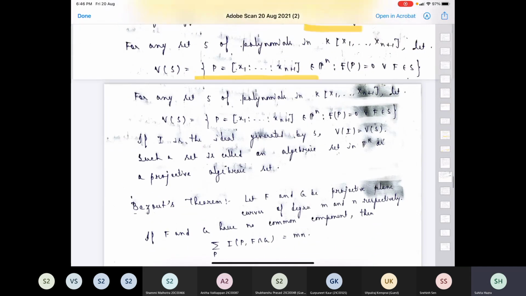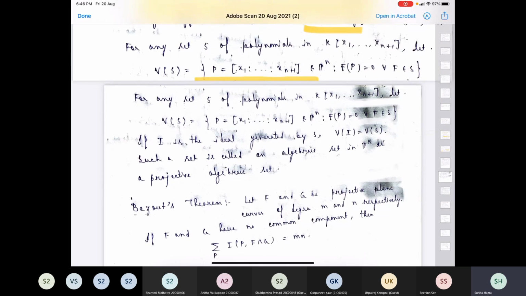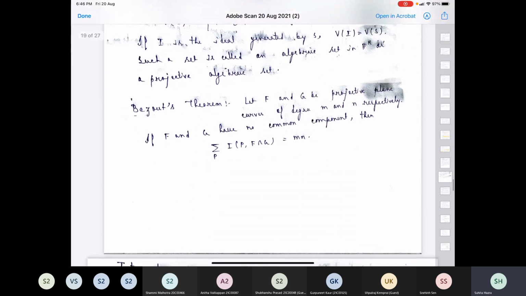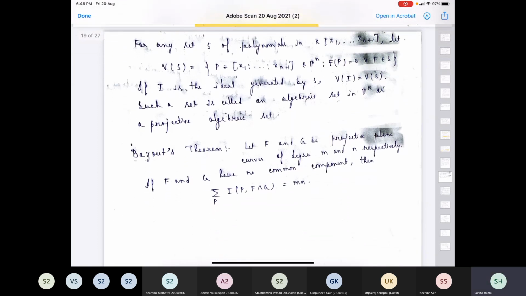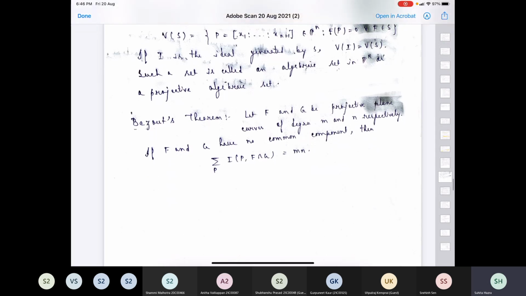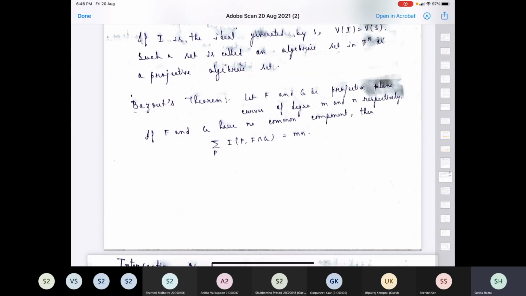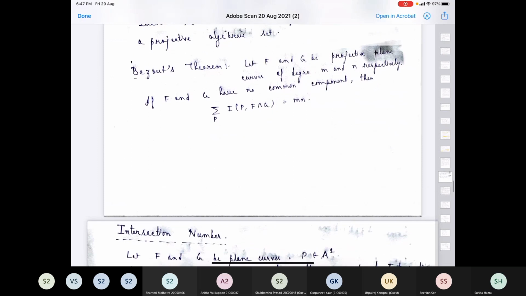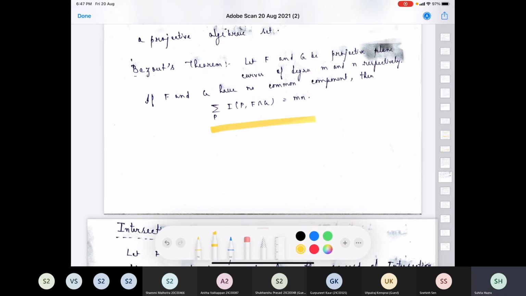We have defined V(S) as the set of points such that F(P) is 0 for all F belonging to S. Now if I is the ideal generated by S, then V(I) is V(S), the same thing as in the affine case. Such a set is called an algebraic set in P^n, or a projective algebraic set. Before, it was the affine algebraic set which we called; now we are introduced to the projective algebraic set. Otherwise, it is almost similar. We have seen already that the most important thing here is to have this equality in Bezout's theorem.